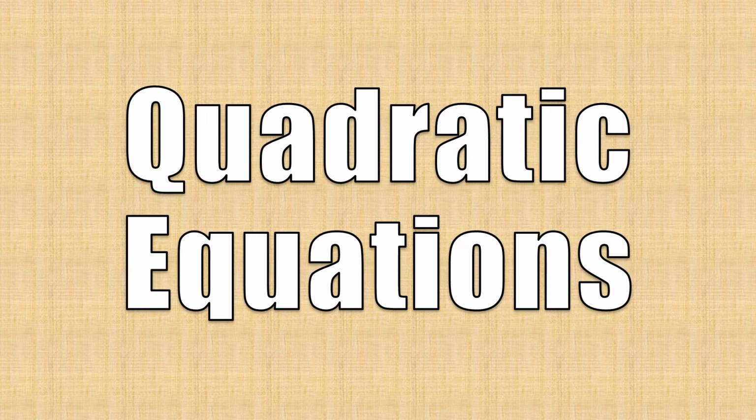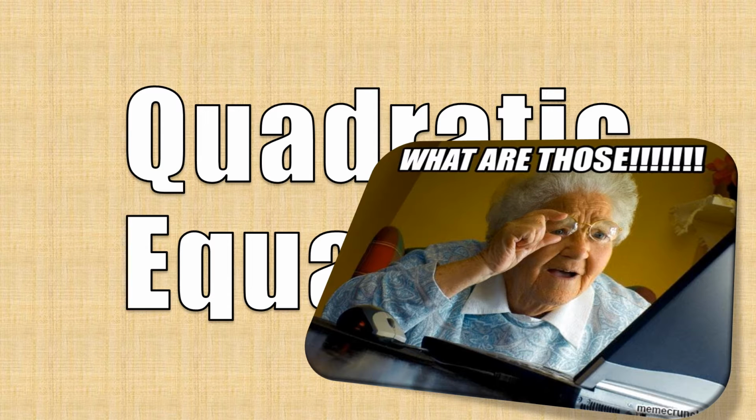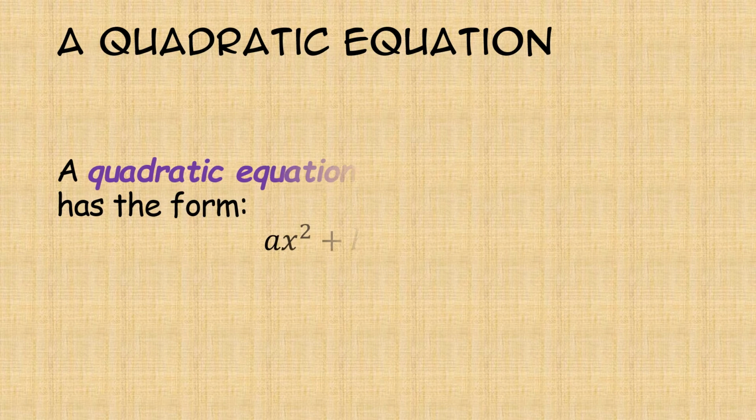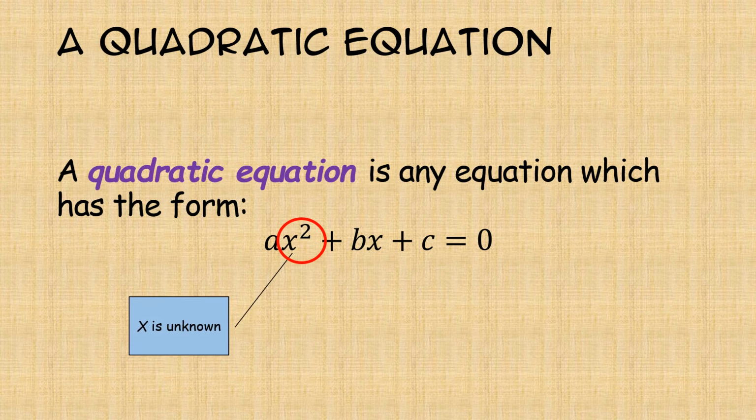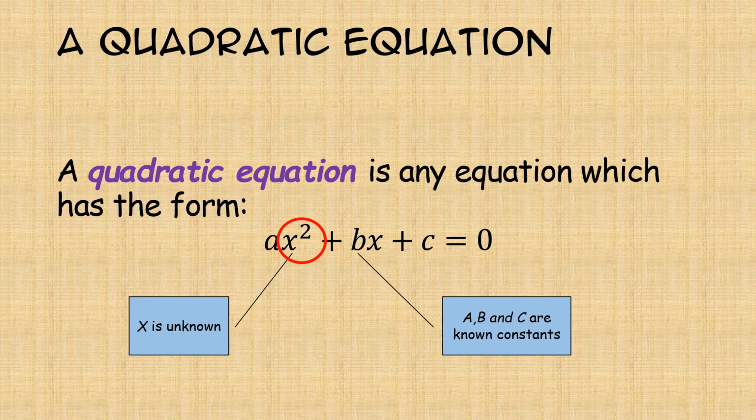Quadratic equations. What are those? Alright, a quadratic equation is any equation which has the form ax squared plus bx plus c equals 0, where x is an unknown, and a, b, and c are known constants.